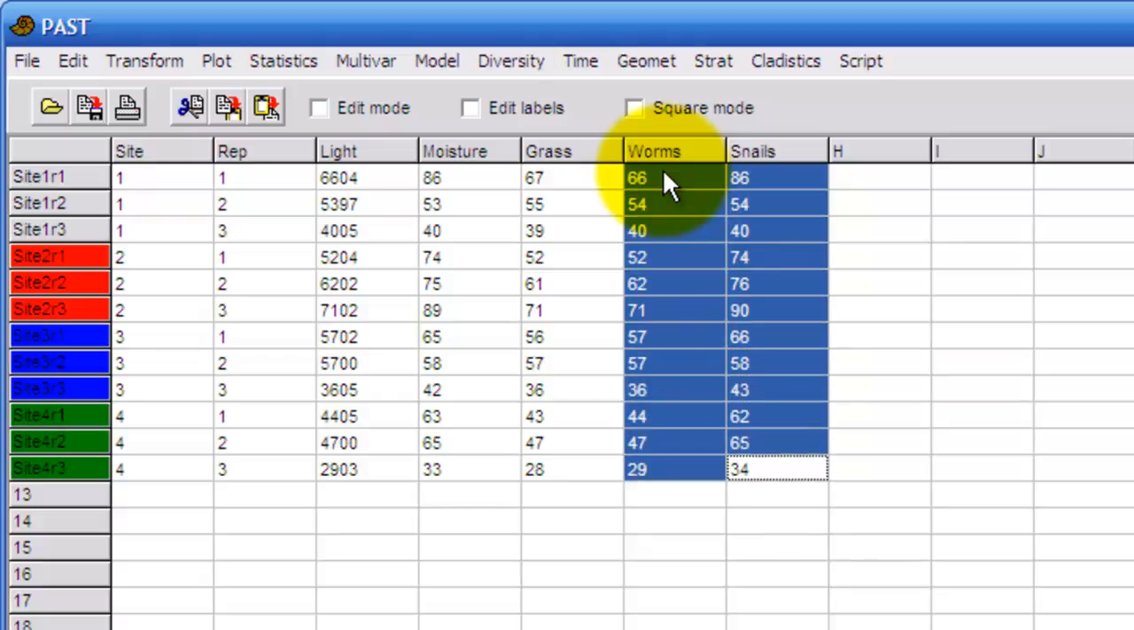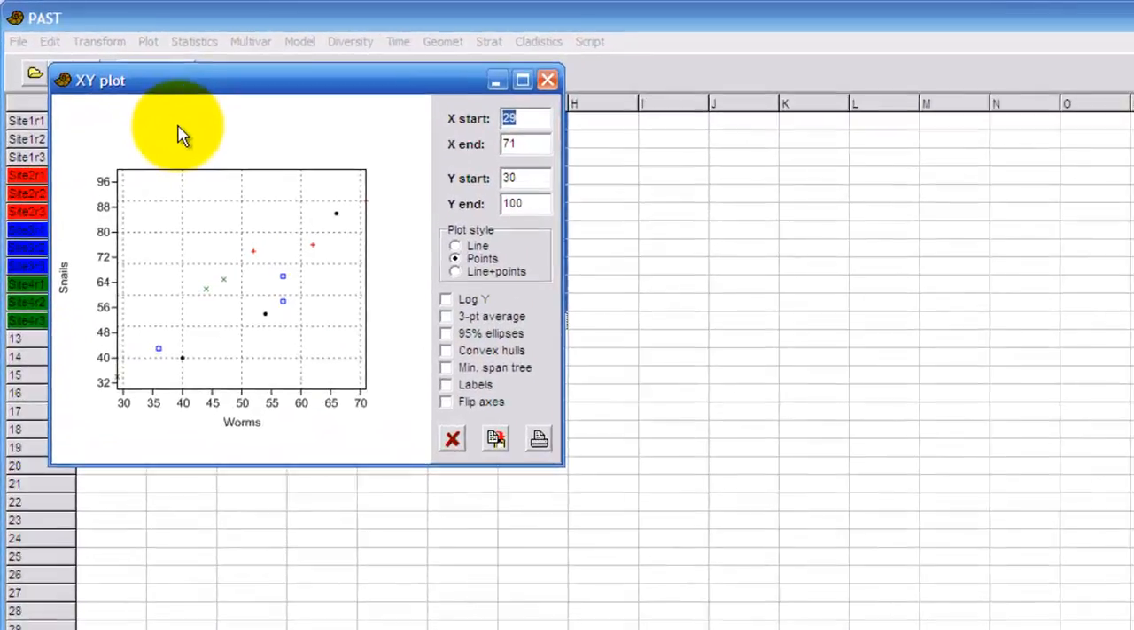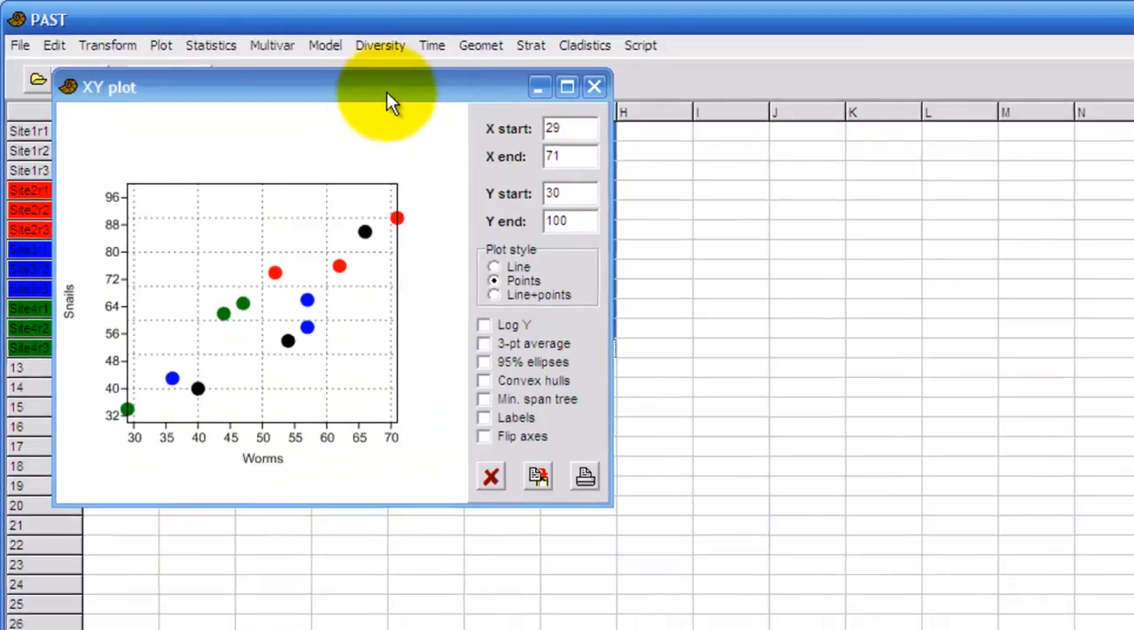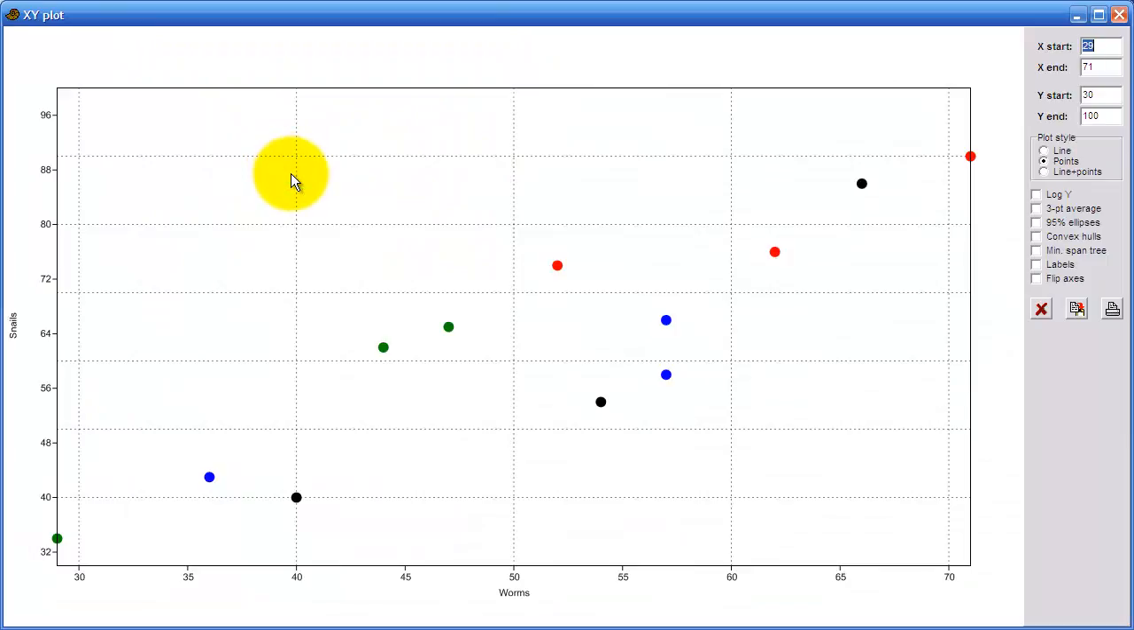Now, as there's only 2 species here, it's actually easy to visualize these results just with a scatter plot. So over to Plot and down to XY graph, and then let me fiddle with it a little bit. Point symbols, thick lines, larger symbols, not that large. And let me make the whole graph easier to see by making it a bit bigger.